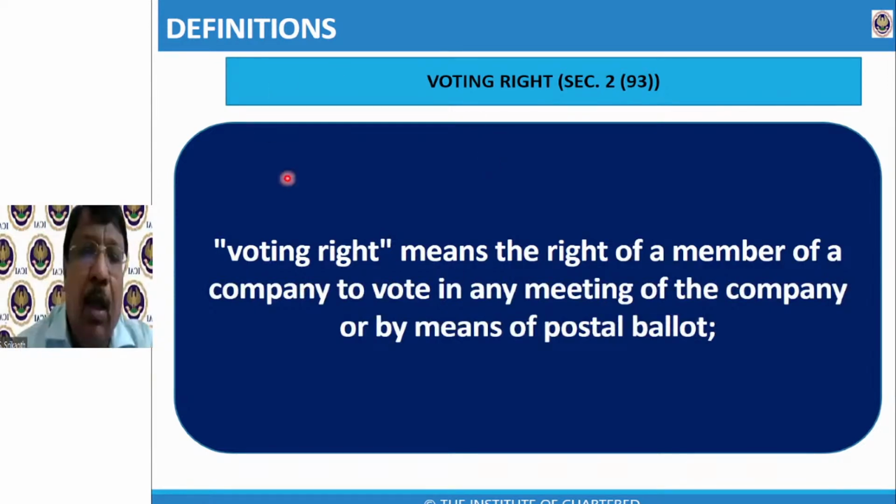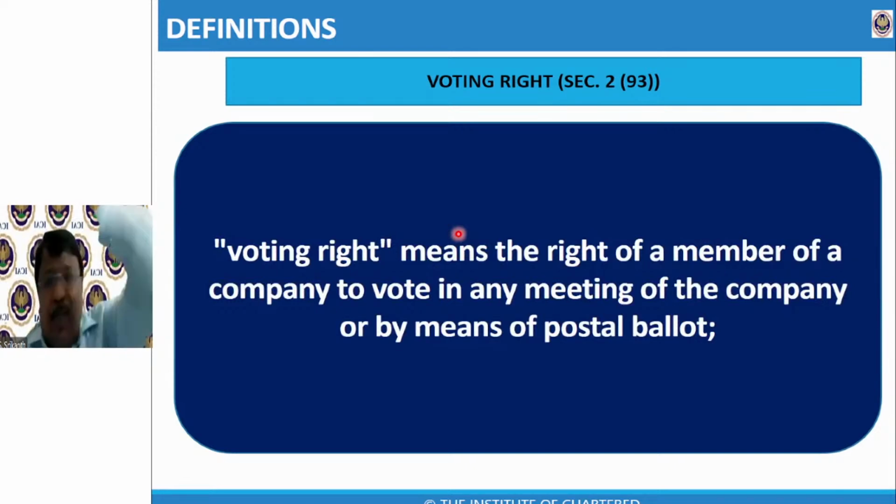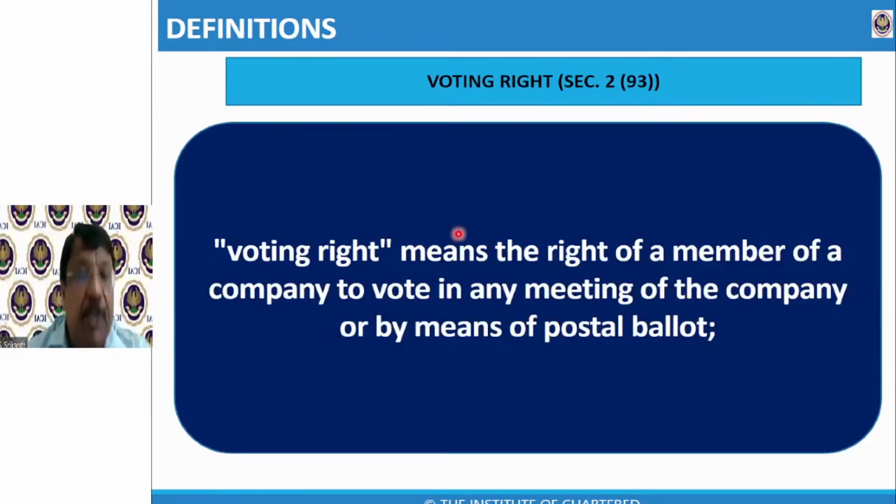I can't do that. Voting right means the right of a member of a company to vote in any meeting of the company or by means of postal ballot. The member can vote either by attending the meeting or by postal ballot. Later on, you will come to another important topic called management and administration. There, either I or some other faculty will teach you how this voting right will be exercised, whether by show of hands, on a poll, or by postal ballot. But voting right is the right of a member to vote on any resolution in any meeting of the company or by means of postal ballot.